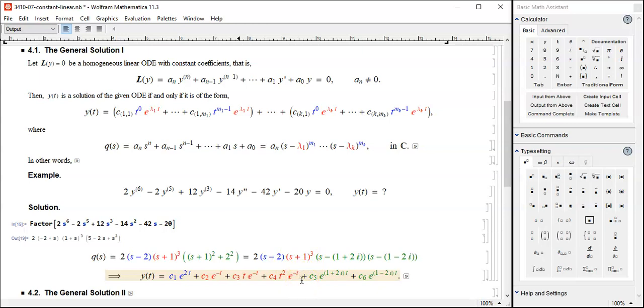How about the power part? We have t to the 0 power, first power, and second power. Now how about these complex parts? We have these complex exponentials.